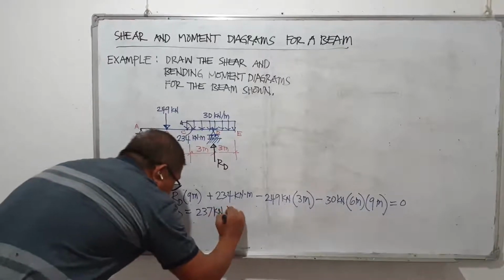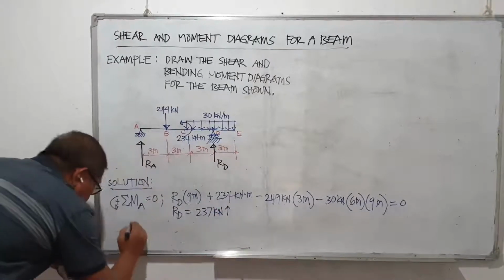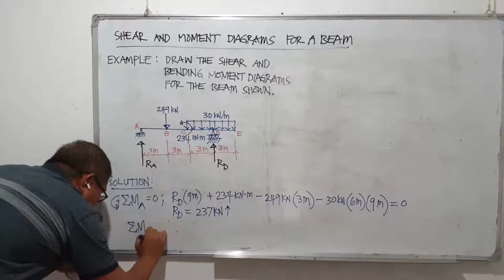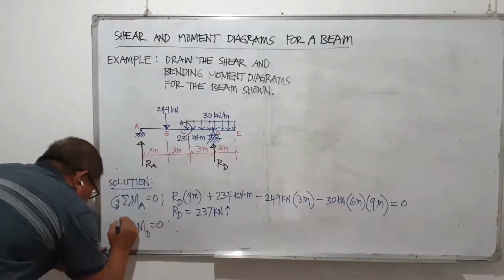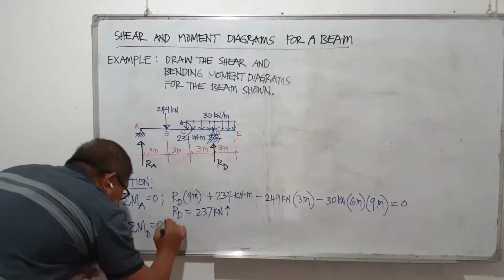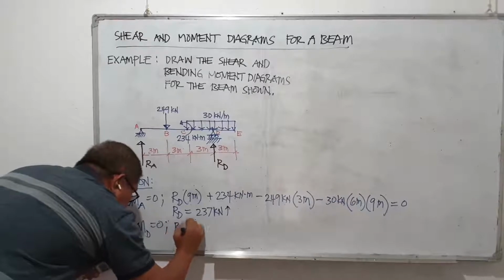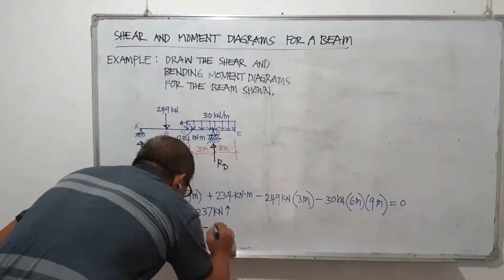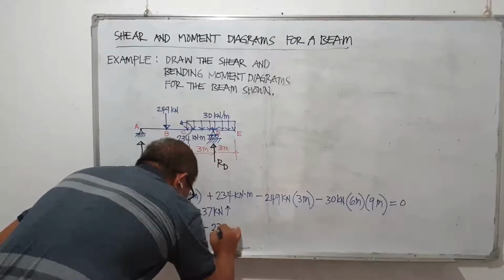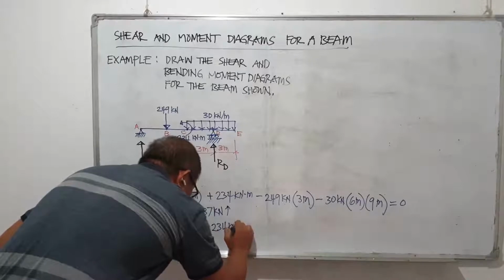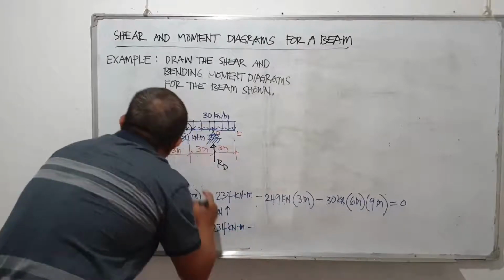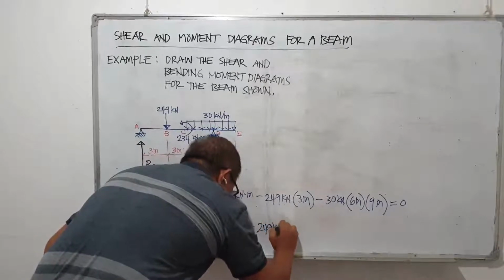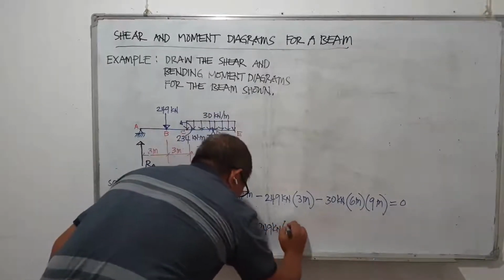Of course, directed upward. Then we have the summation of moments at joint B equal to 0. We will have clockwise positive. R sub A times 9 meters minus 234 kilonewton meters. Also minus 249 kilonewtons times 6 meters.